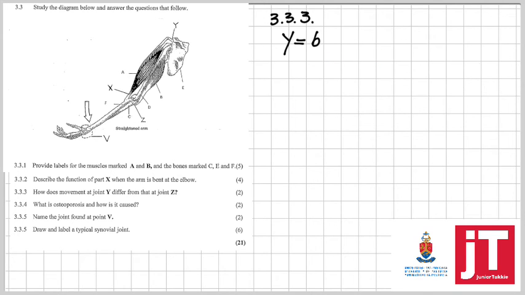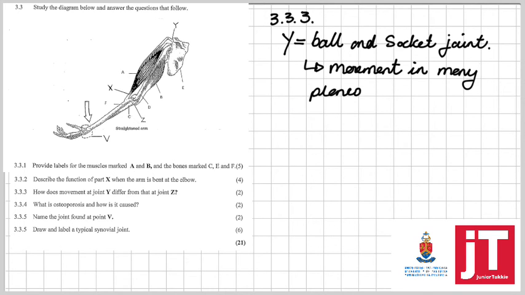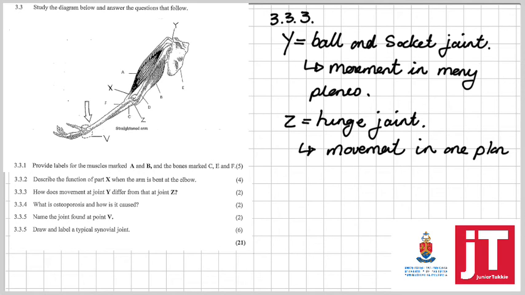3.3.3, how does the movement at joint Y differ from that at Z? Well, Y is a ball and socket joint. It's movement in many planes. And Z is a hinge joint, which is movement in one plane only.